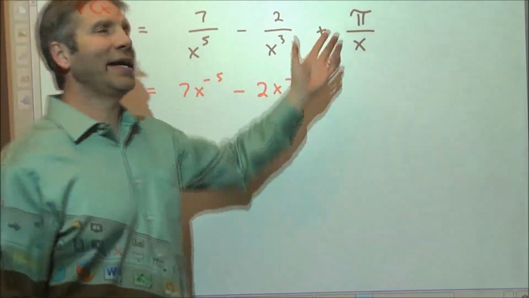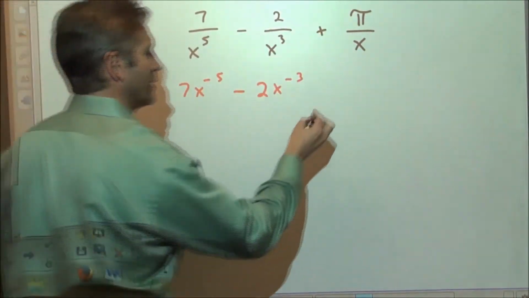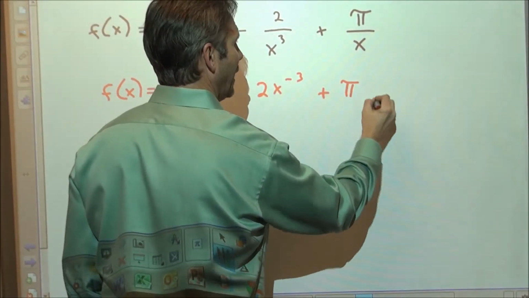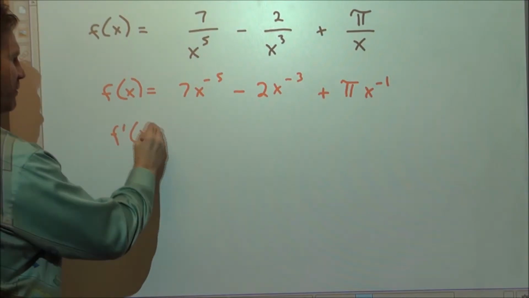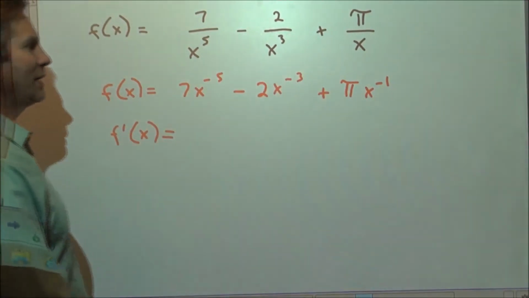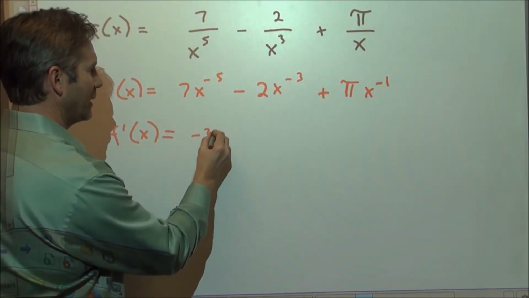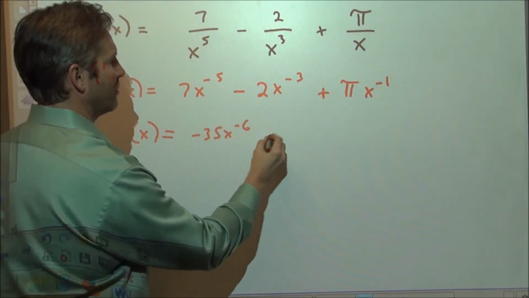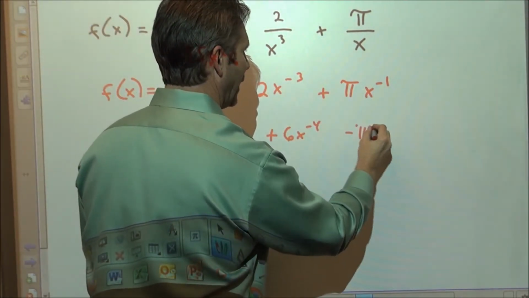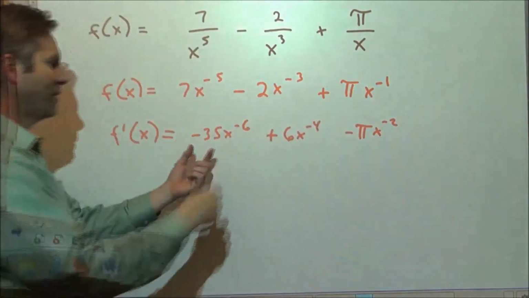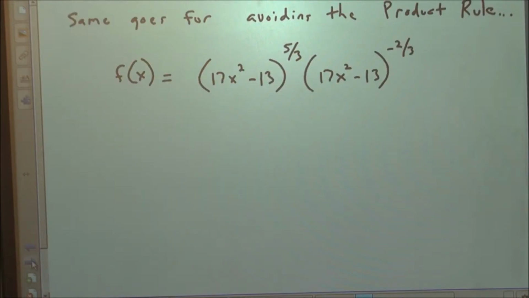Time out. Pi is a number, like 2, like 7, that's a number. It's a coefficient. So all you have to do is write this as pi times x to the negative 1 power. Then the derivative of this, just use the power rule on that thing. So it's going to be negative 35, right? Negative 35 x to the negative 6 plus 6 x to the negative 4 minus pi x to the negative 2. Then take all these negative exponents, toss those puppies on the bottom, you got that one done as well.